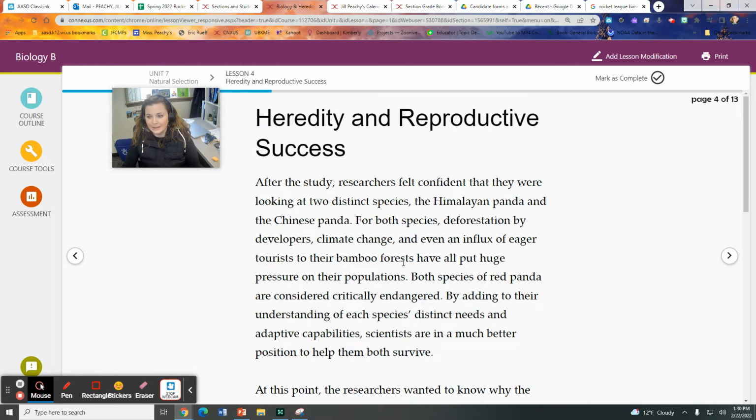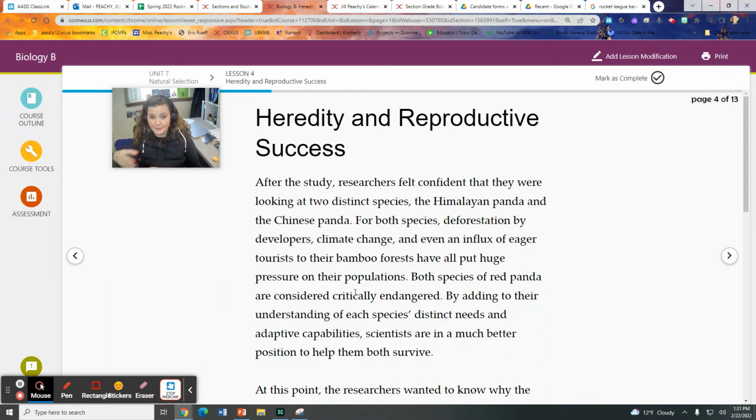So what they figured is that there's actually two different species of red pandas here. Population B, I believe, is the Himalayan red panda, and populations A, C, and D are the Chinese red panda. They all eat bamboo, and both species are being affected by deforestation. They're cutting down a lot of the bamboo forests. Climate change affects the bamboo forests as well, which puts pressure on the populations.